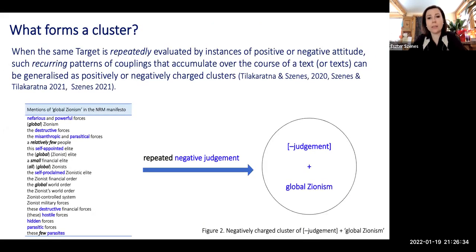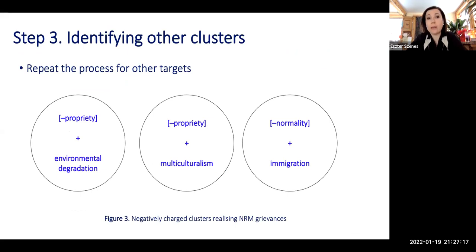So based on this, Namali and I, in relation to our work on reflective writing, found similar patterns in those kinds of texts. So we came up with a definition to define what a cluster is. When the same target is repeatedly evaluated by instances of positive or negative attitude, such recurring patterns of couplings that accumulate over the course of a text or texts can be generalized as positively or negatively charged clusters. So this is our definition of a cluster based on a range of couplings. Of course, after identifying one cluster, we'll find others depending on the length of a text. So you want to repeat the process for other targets.